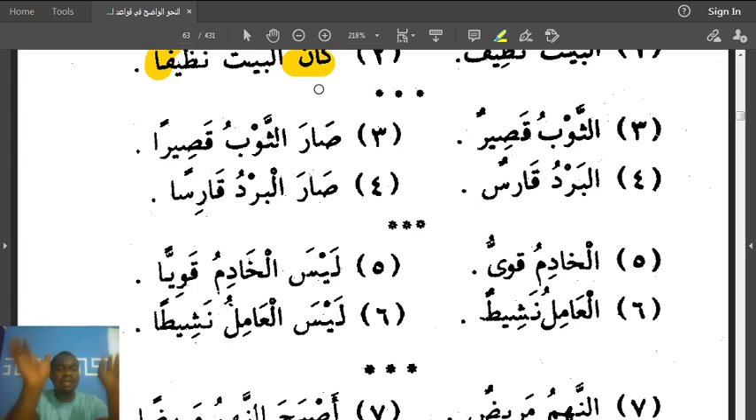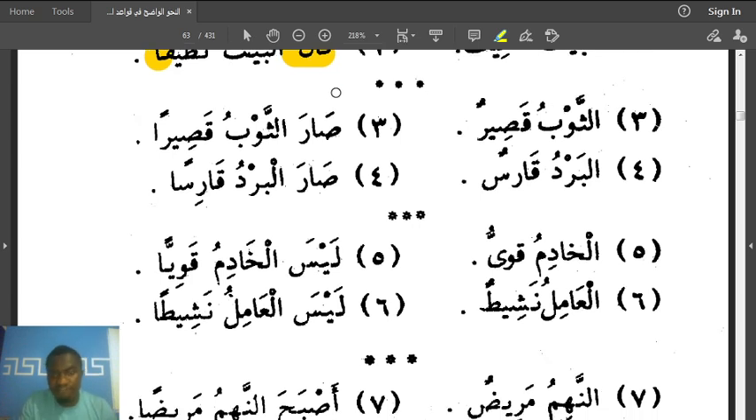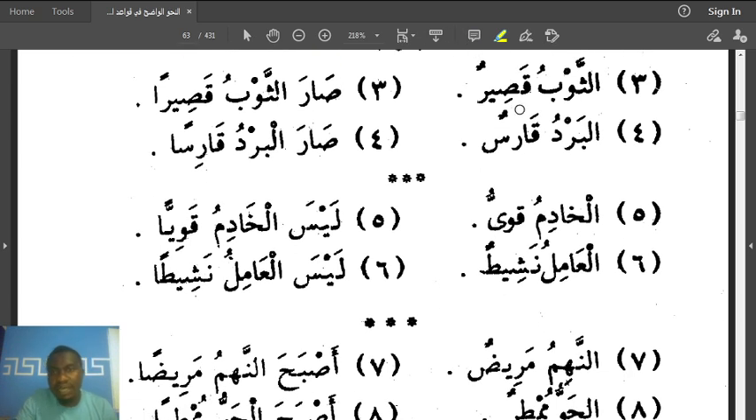Now this is kana. Kana is done. We are going to start seeing the sisters of kana. Okay. The first one of those is we have athawbu qasirun. Athawbu is dress. A dress. So the dress is short. Qasir means short. The opposite of tawil. You have tawil and qasir.